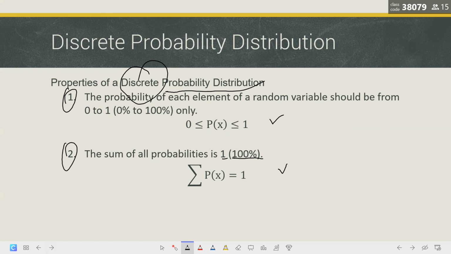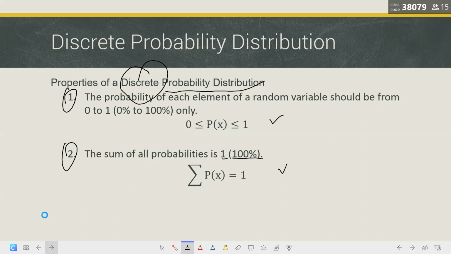O dahil dyan, apply nyo to ha. Tandaan nyo ha. Probability of each element of a random variable should be between 0 and 1. So kasama yung 1 and 0, or from 0% to 100% only. And number 2, dapat yung total nila is 100%.